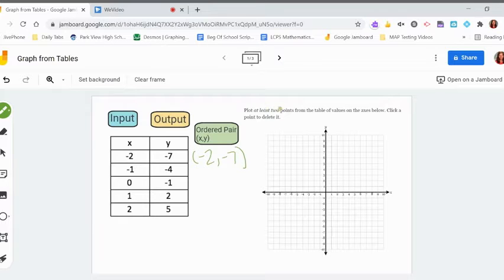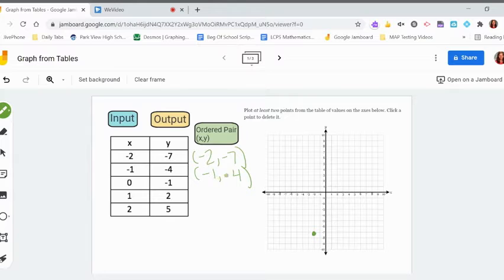And then it says plot at least 2 points from the table values on the axes below. Click a point to delete it. So when you're working in Delta Math, you'll do this in Delta Math. So we need to find the point -2, -7. Then I'm going to plot all of these, as many as I can, just to help you create your line. -1, -4. X always comes first. And when you plot a point, you want to go on the x-axis first. This is my x, this is my y.